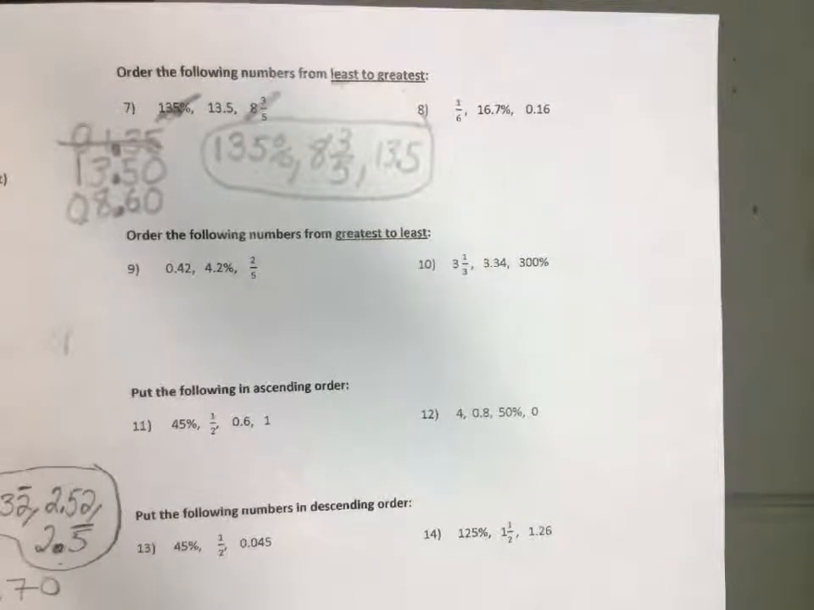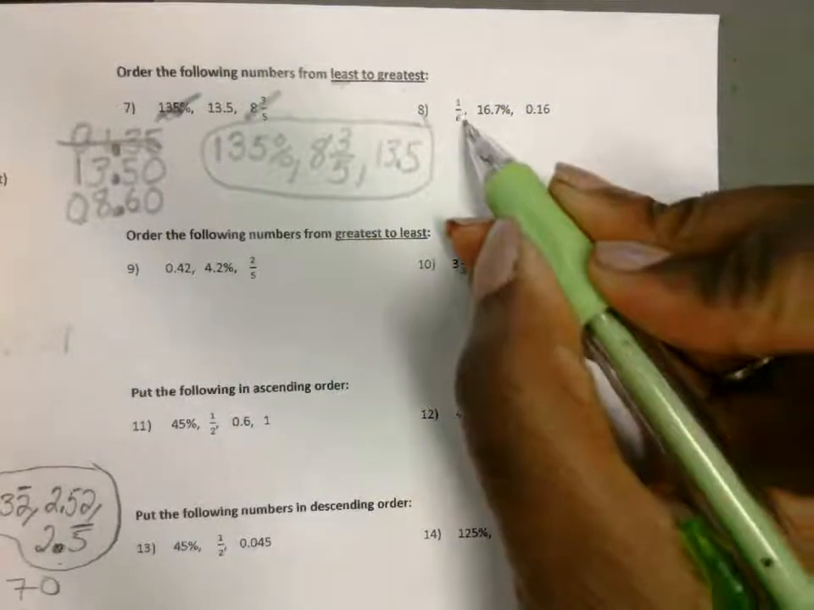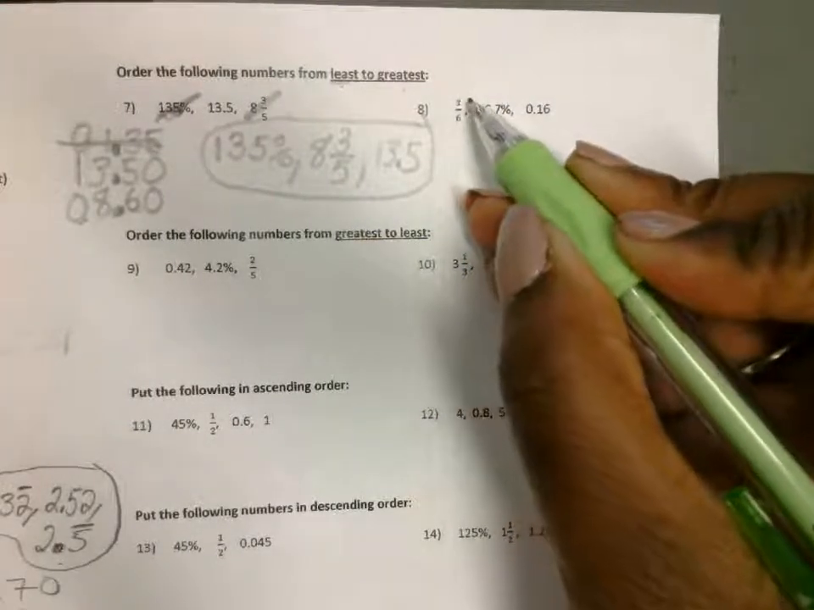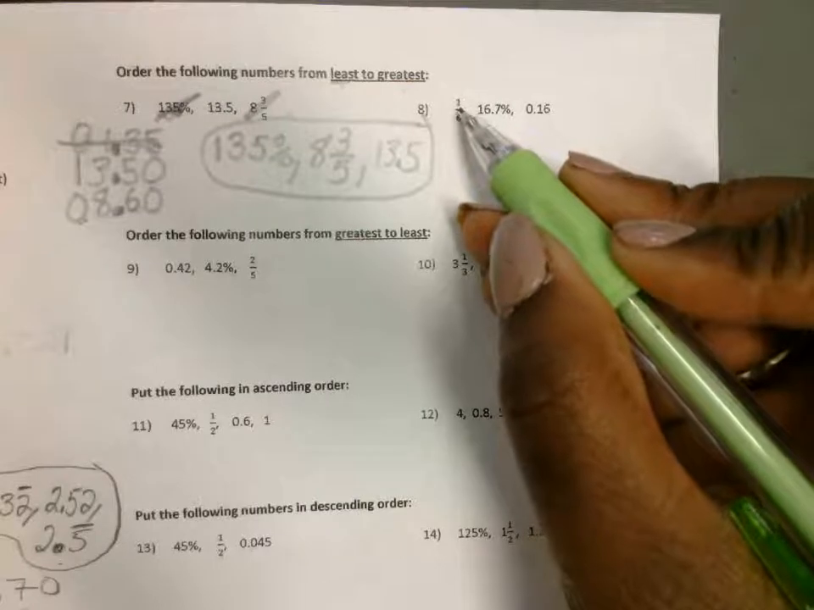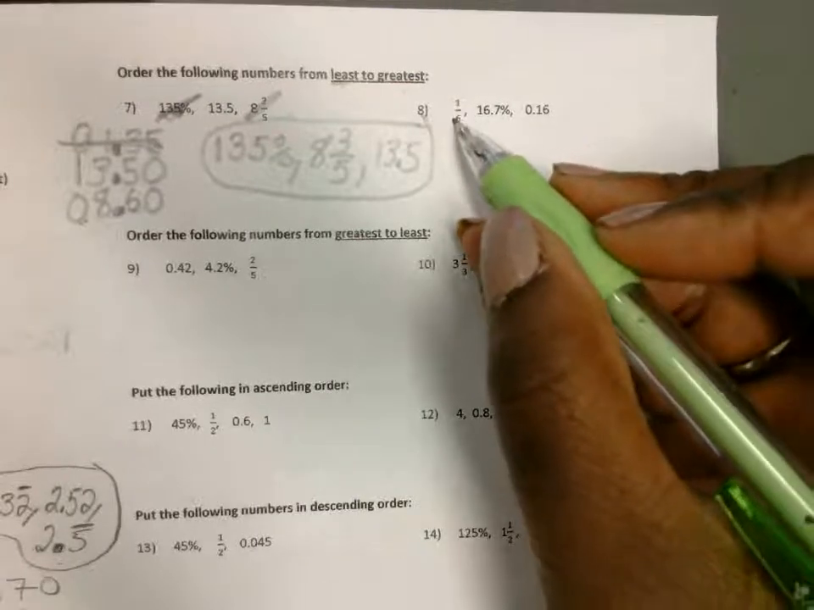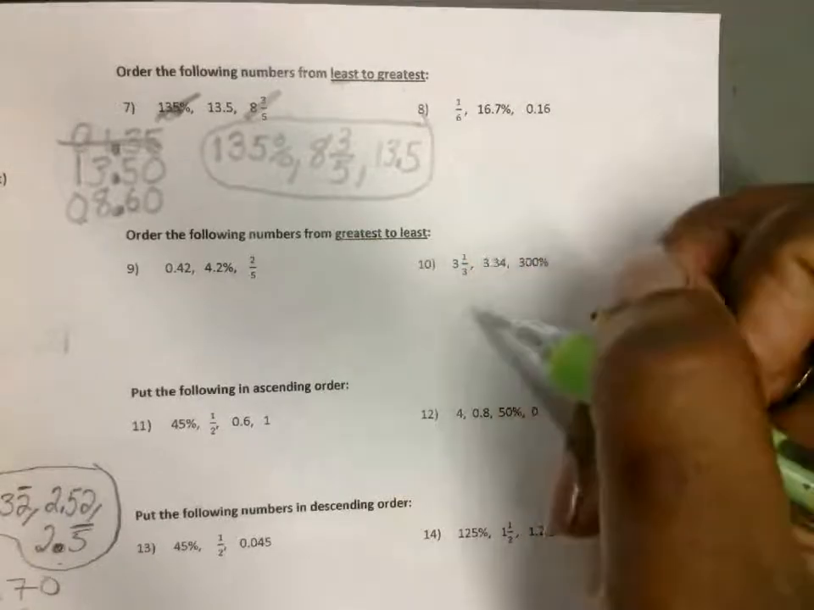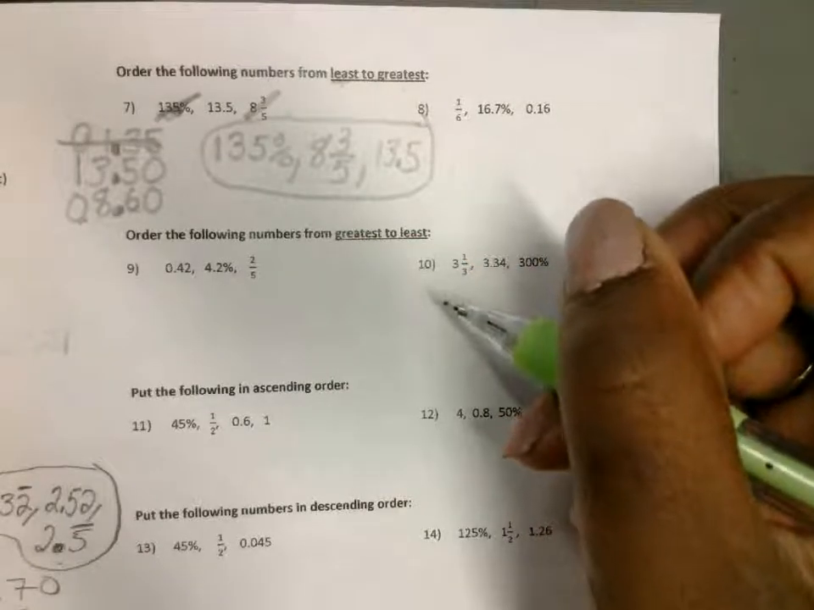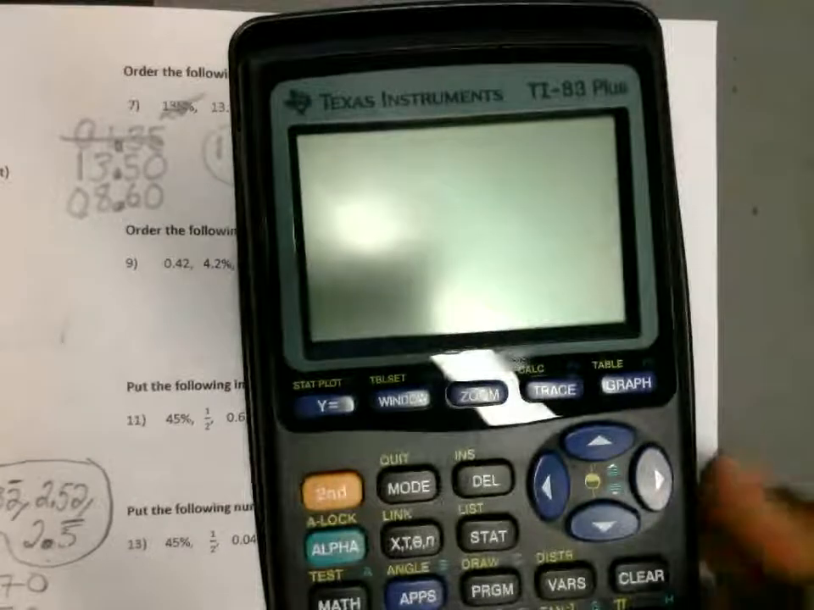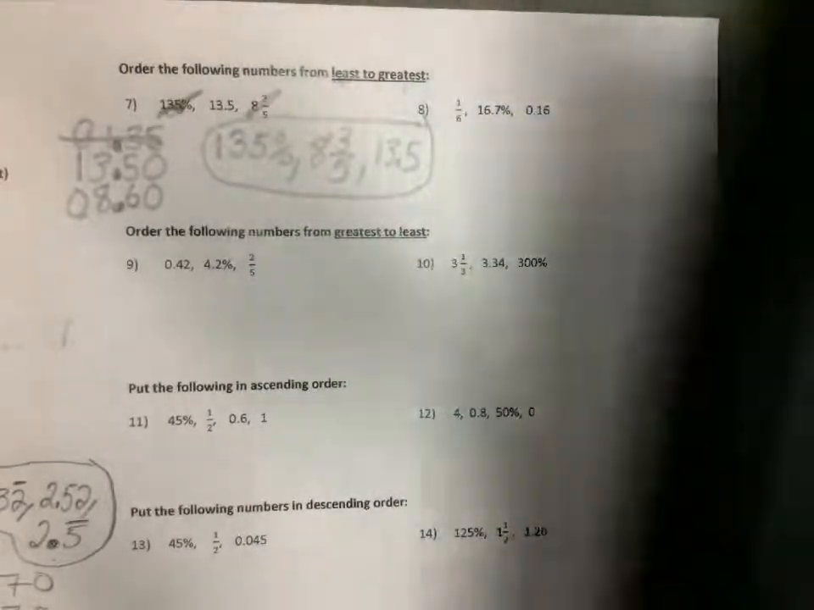Okay, let's look at it. This one right here. How do I convert a fraction to a decimal? What do I do to convert a fraction to a decimal? Divide. Very good, America. So we're going to divide. What number am I going to type in first?